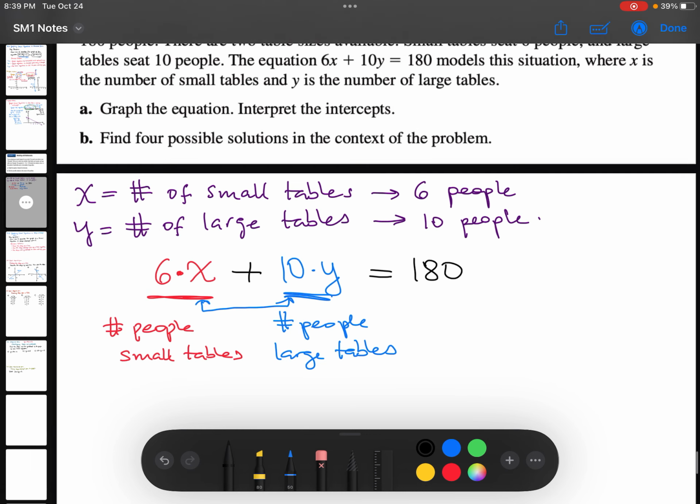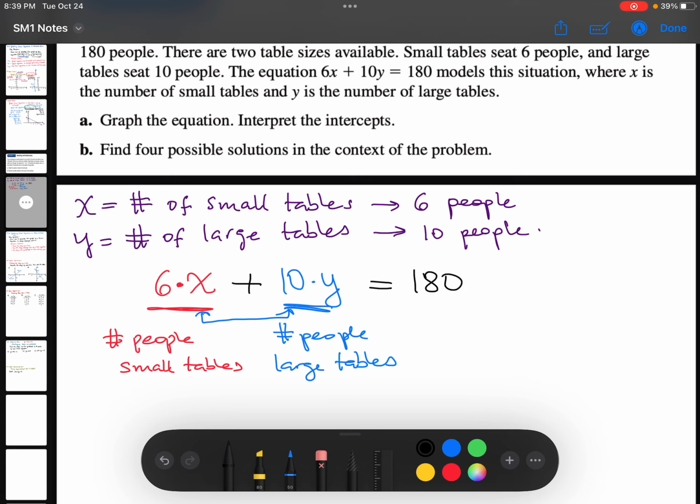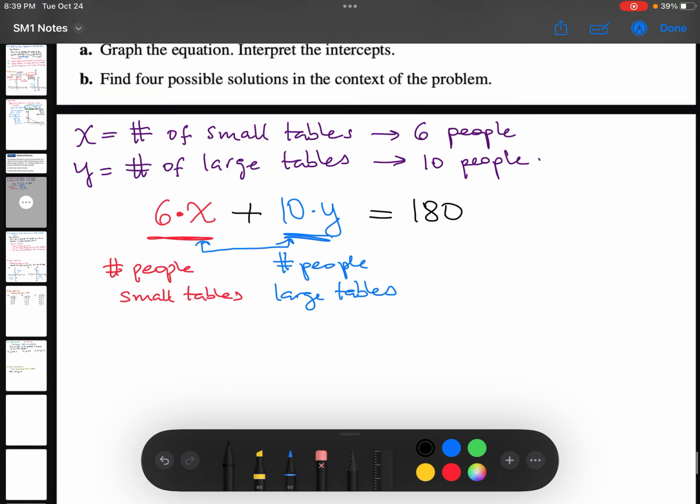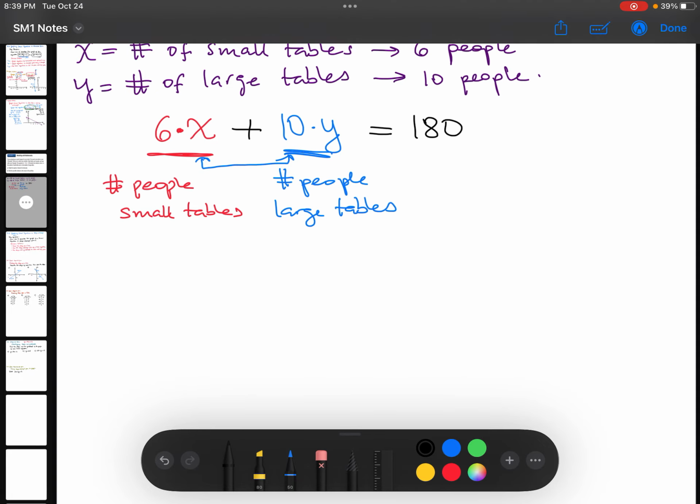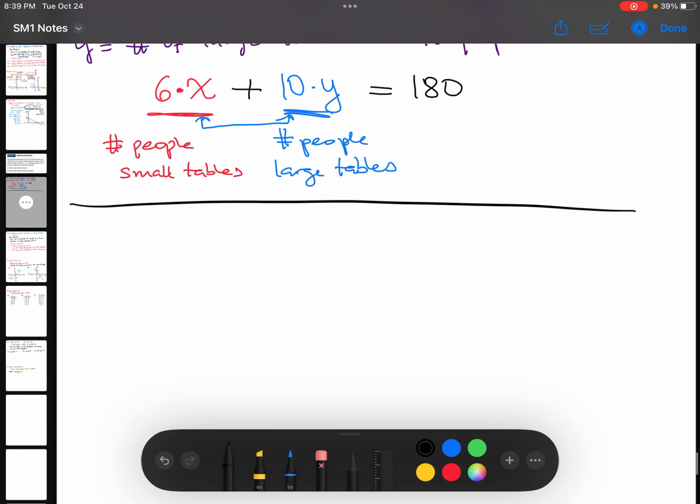Now let's take a look at the question. Graph the equation, interpret the intercepts, and find 4 possible solutions in the context of the problem. We're going to graph the equation. Of course, it's really easy because we did it before. Let's find the intercepts. So finding the intercepts, I know that 6x plus 10y equals 180. I'm going to write it again, and you will understand why in a moment.